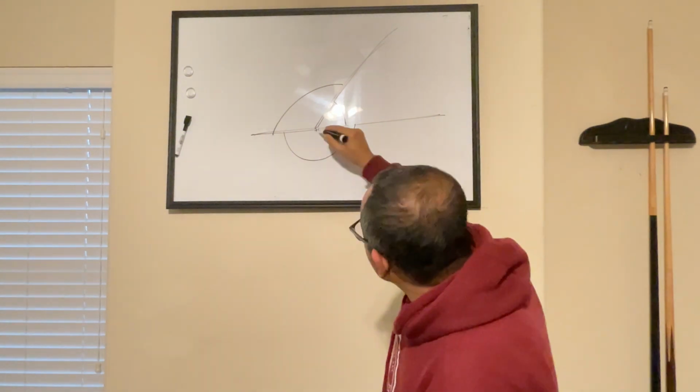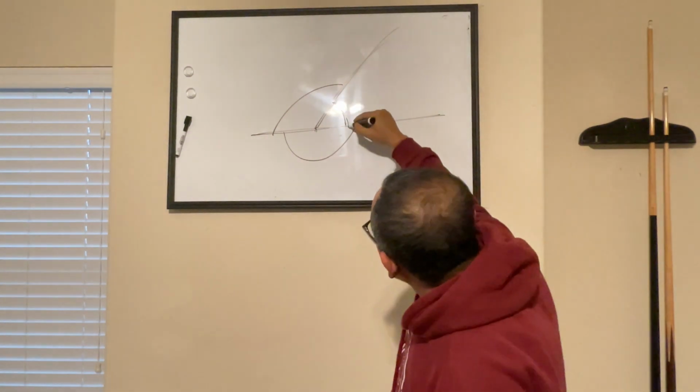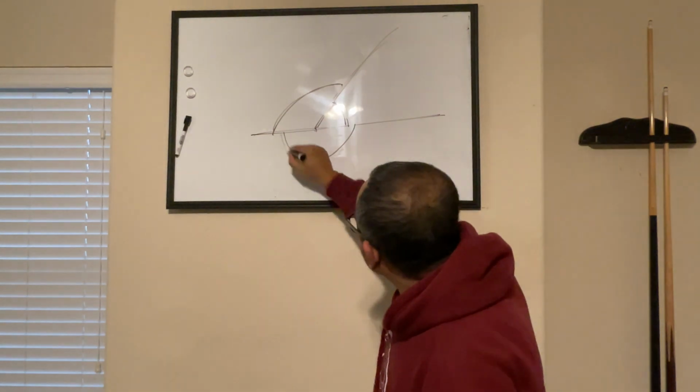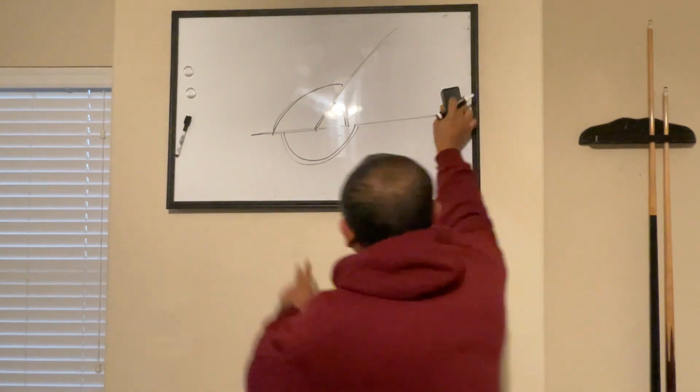So look at this as a point. This is one angle. This is another angle. This is third angle. Now, this is not what I'm trying to teach. I'm trying to teach something else.